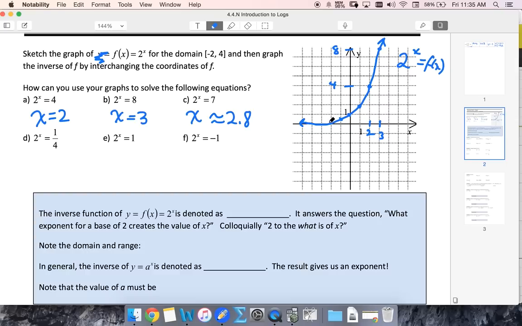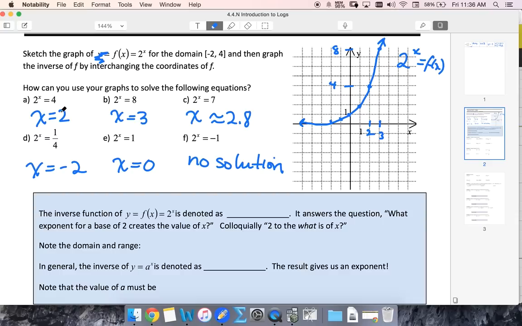1/4, that was a point we saw over here. That happens when x is negative 2. The value is equal to 1 when x is 0. And it's equal to negative 1, never. So this has no solution. So these 4 are easy for us to solve because 4 is the same as 2 to the power 2. 8 is the same as 2 to the power 3. 1 is 2 to the power 0.